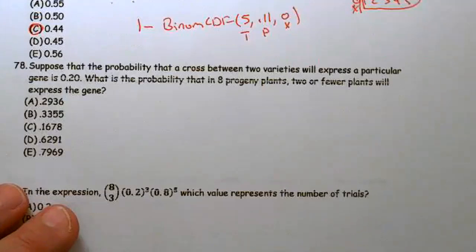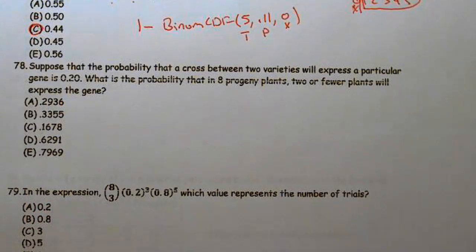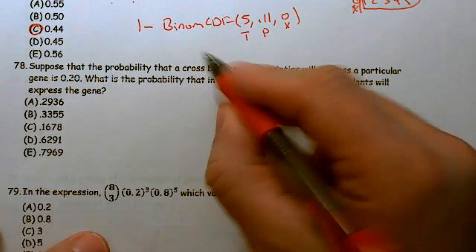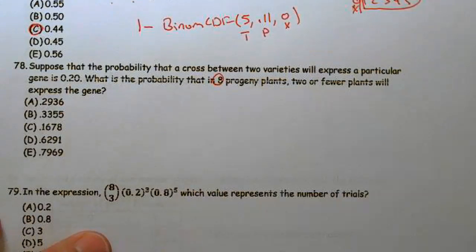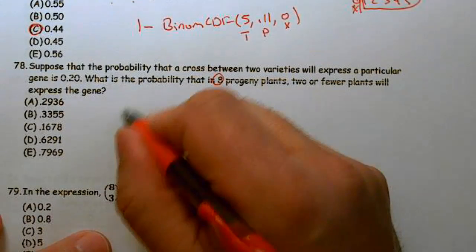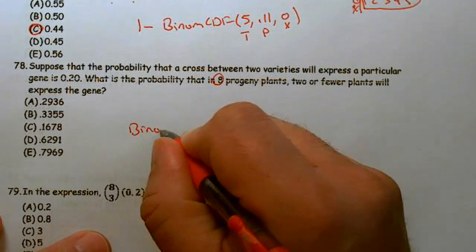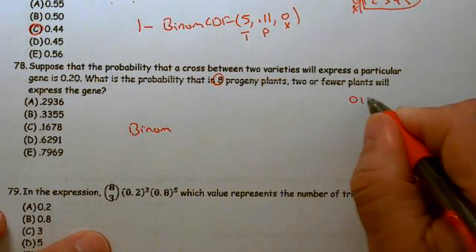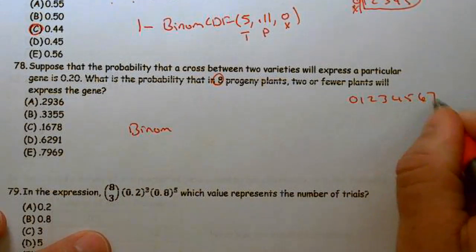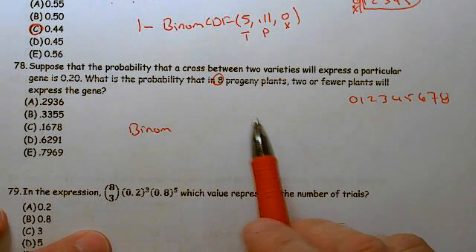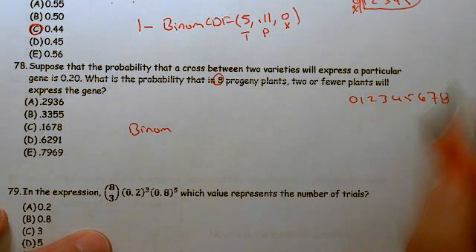All right, suppose the probability that a cross between 2 varieties will express a particular gene is 0.2. What's the probability that in 8 plants, 2 or fewer will express the gene? I'm not even sure what all those terms mean. Well, what I do see is I have 8 trials. So that tells me that I have a binomial. I make my number line 0, 1, 2, 3, 4, 5, 6, 7, 8. 2 or fewer.